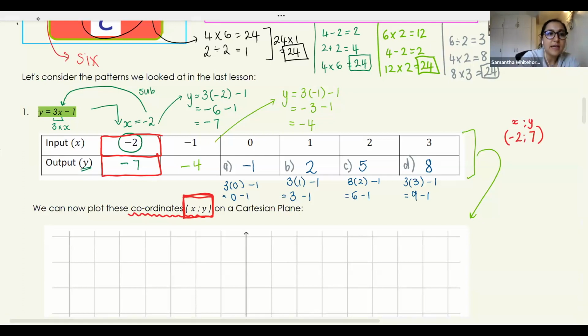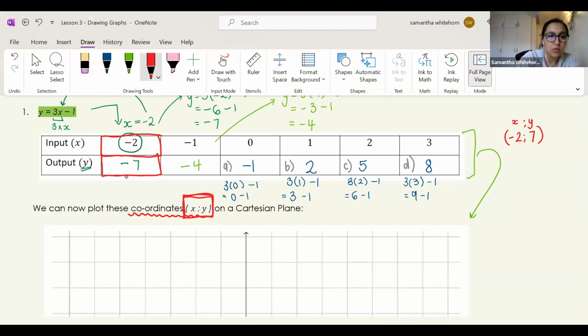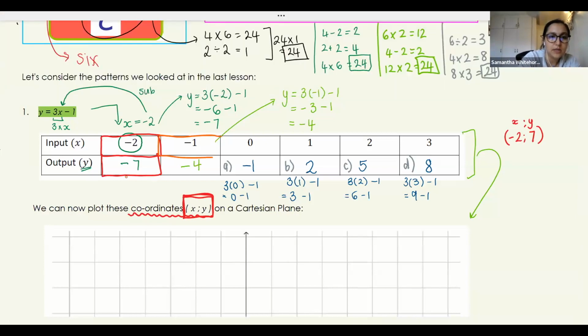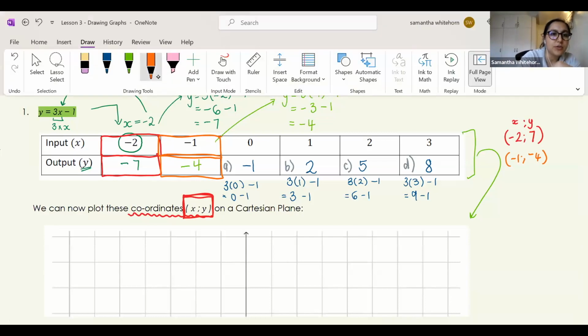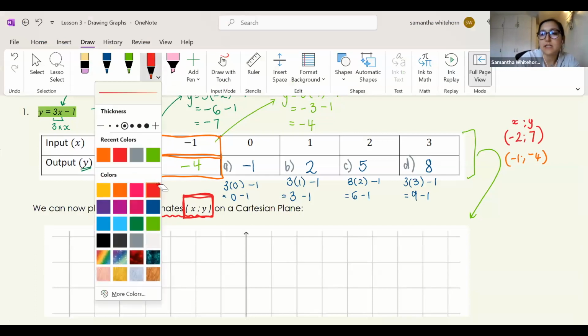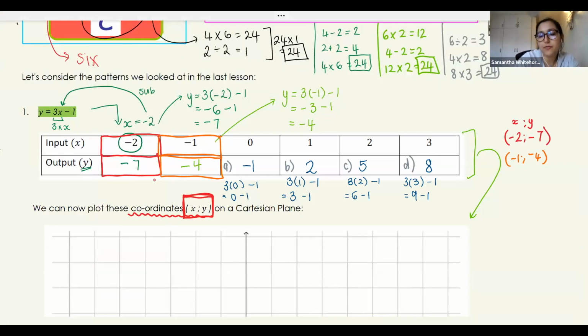If I look at my next column, I've got, once again, an input, an X, and an output, which is Y. So I've got another coordinate, -1, -4. It would also help if I put the negative in front of the 7, wouldn't it? All right, so this table method is super helpful for us because it gives us our coordinate pairs.